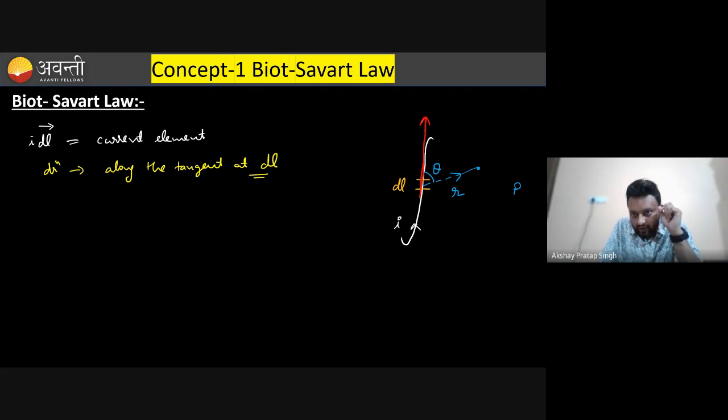So in the direction of current, along the current, this is going to be the direction of IDL because current is going downward. If current was going downward, then the arrow will be in the downward direction. Clear this point? Now, the second term that is going to be used here is R that you can see on your screen. This R.